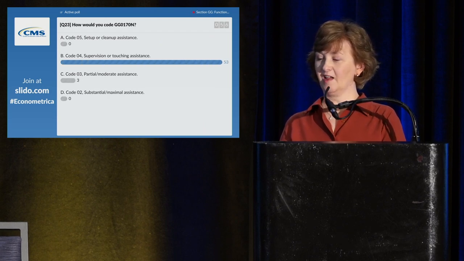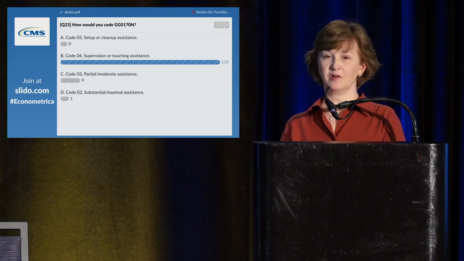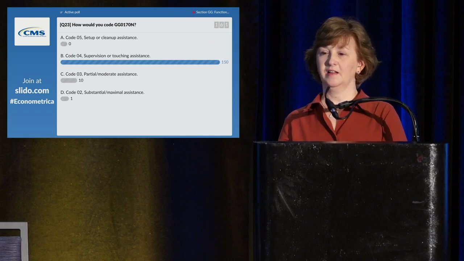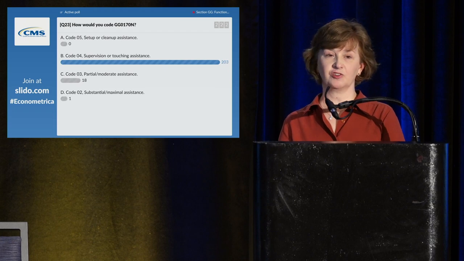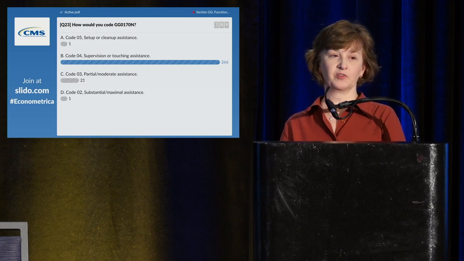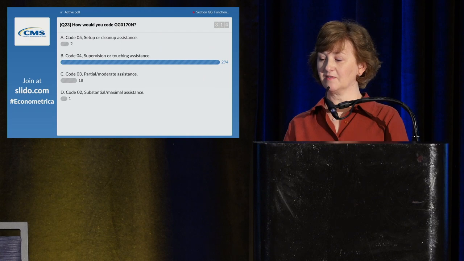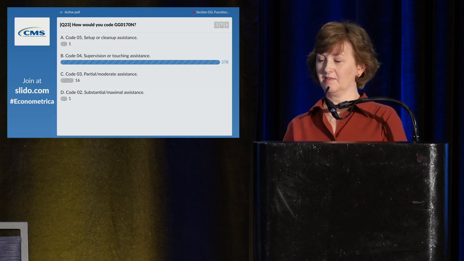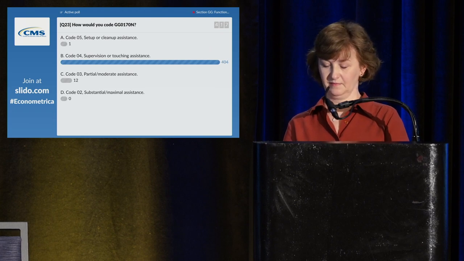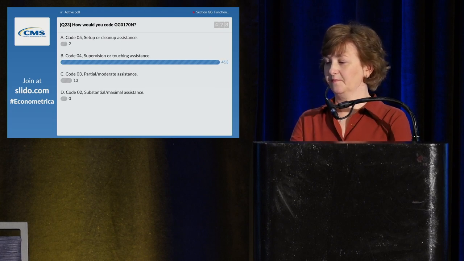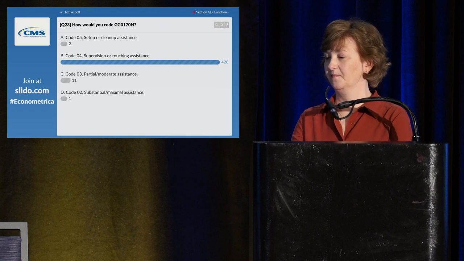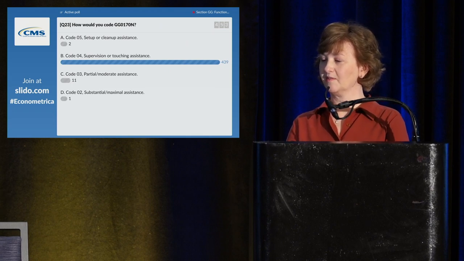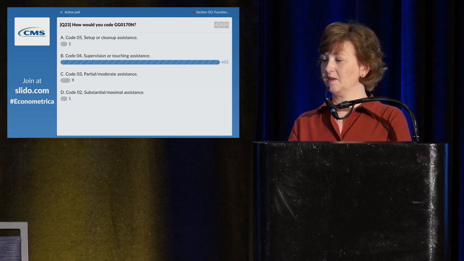Level 5 would be coded if you think he requires setup or cleanup assistance. Level 4 if he requires supervision or touching assistance. Level 3 would be coded for partial or moderate assistance. And 2 would be coded for substantial or maximal assistance. Okay, it looks like there's still some responses coming in. I will give you a moment to get those responses in.